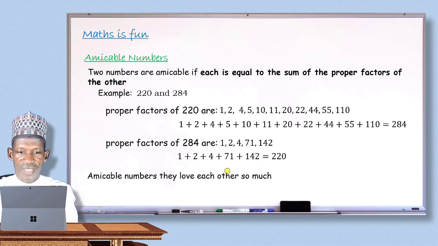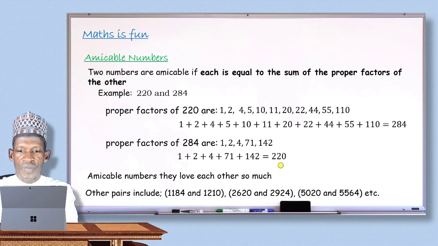Amicable numbers, it is said, are numbers that love each other so much. Other examples of amicable numbers include 1184 and 1210. These pairs are amicable. Another pair that is amicable is 2620 and 2924. Another pair that is amicable is 5020 and 5564. You can test and see whether these numbers are amicable or not.